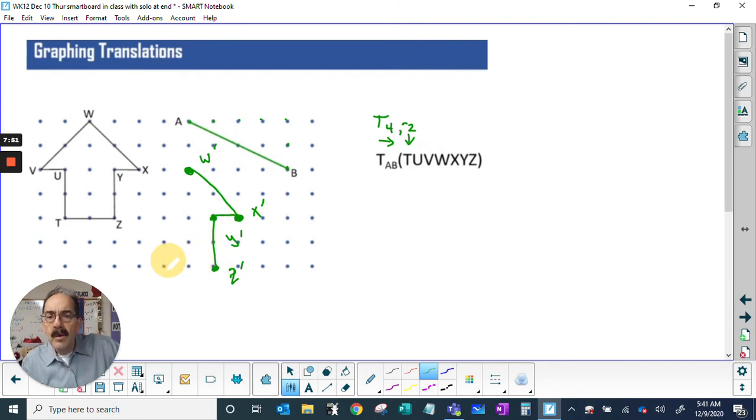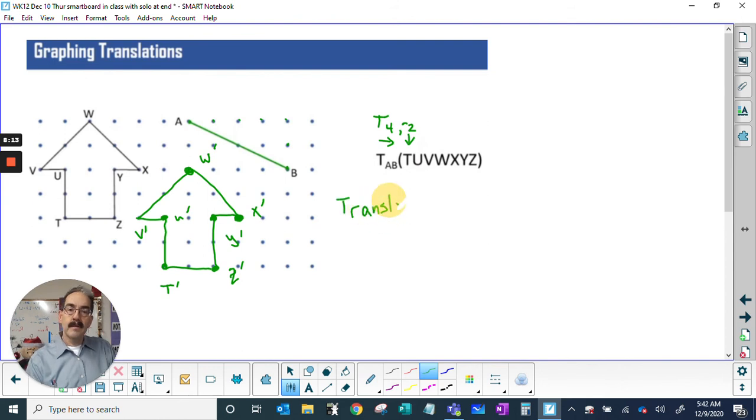1, 2 for T prime. 1, 2 for U prime. And over 1 and up. V prime. Okay? So, what did we do? We translate four to the right, down 2. Okay? And we verified the shape is the same because we did all those measurements. All right, that was to translate.